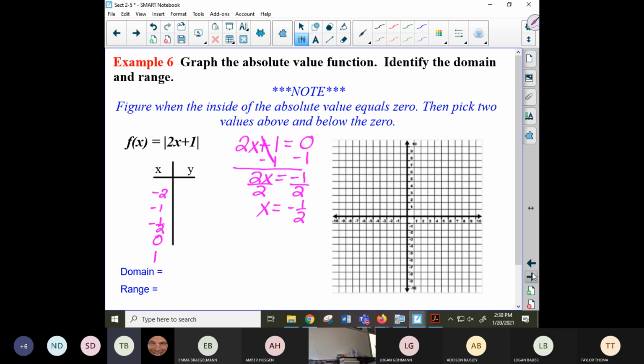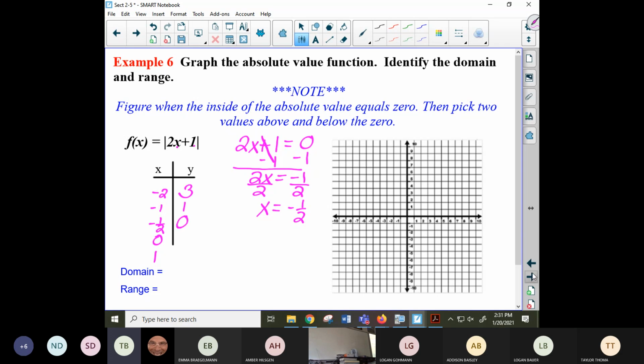Now remember, that's absolute value. So whatever is inside, you make positive. So 2 times -2 is -4, plus 1 is -3. Absolute value of a -3 is 3. Then if I put a -1 in there, 2 times -1 is -2, plus 1 is -1. Absolute value of -1 is 1. For -1/2, 2 times a -1/2 is going to give me a -1. -1 plus 1 is 0. Absolute value of 0 is 0.